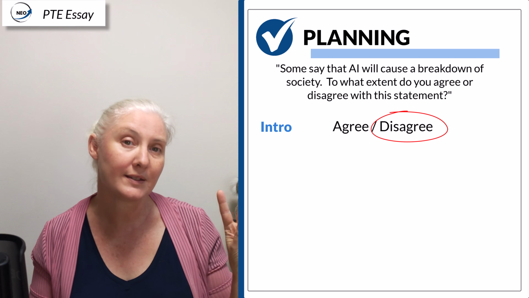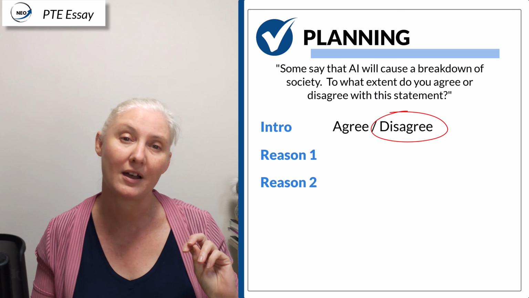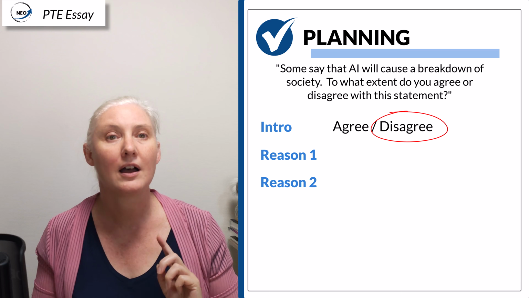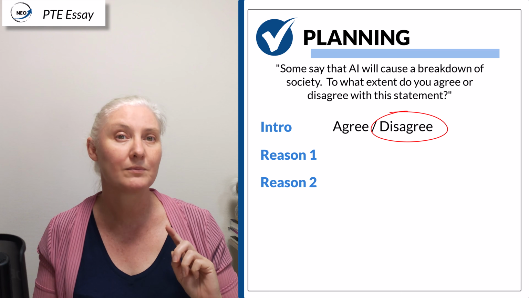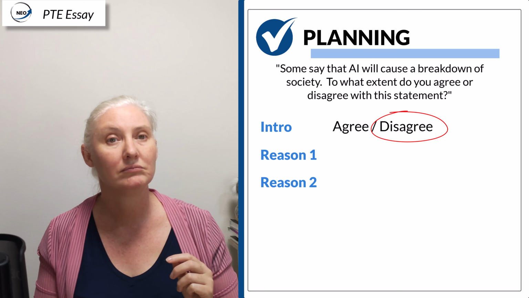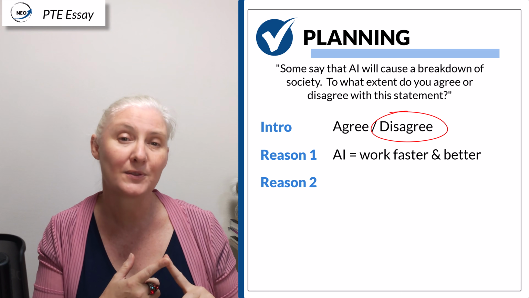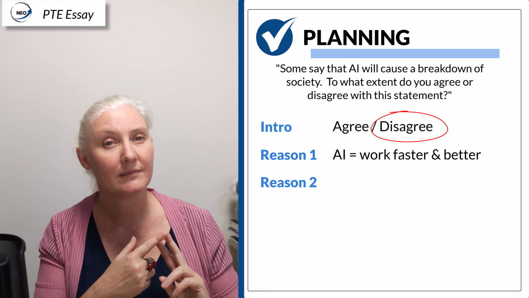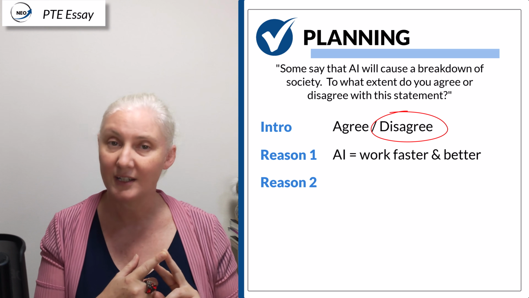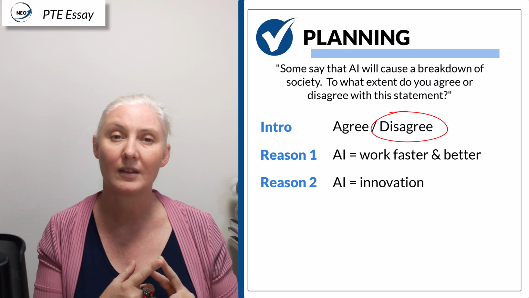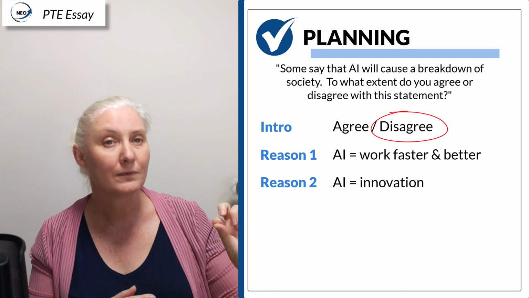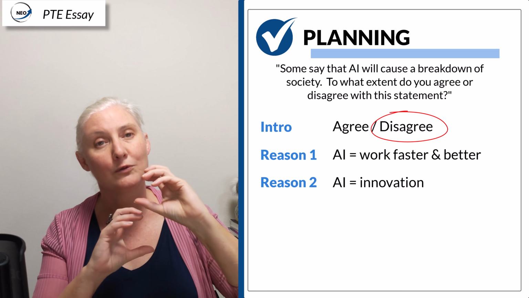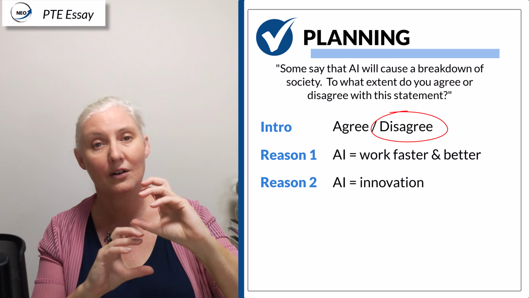Now I need 2 reasons to back up my idea. So let's see. One reason I think AI will not cause a breakdown of society. I think AI helps us work faster and better. Another reason, I think AI provides innovation. So those 2 reasons are going to become the first 2 paragraphs in the body of my essay.